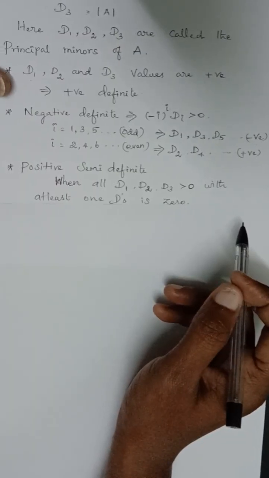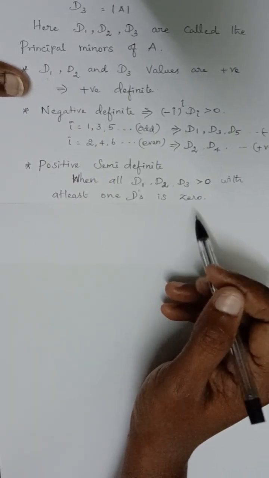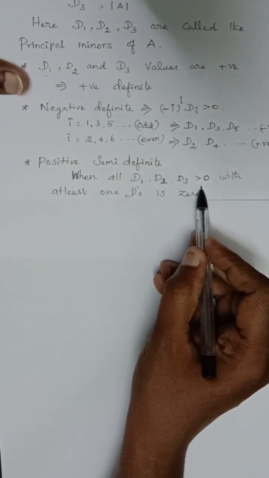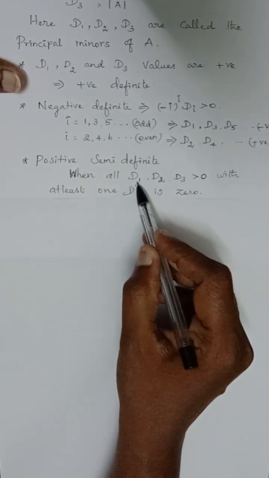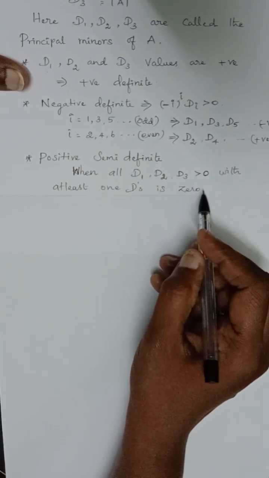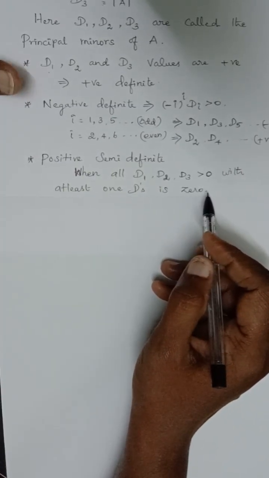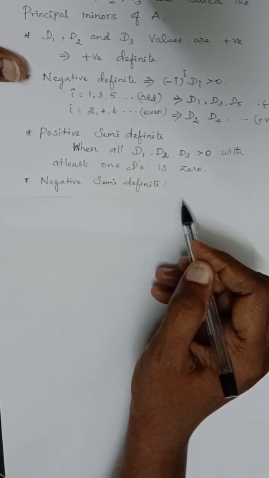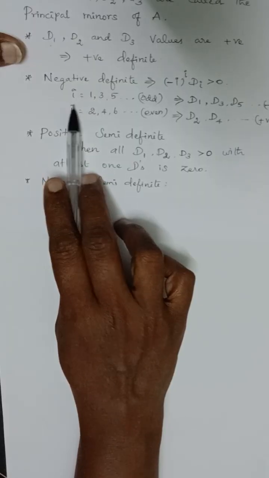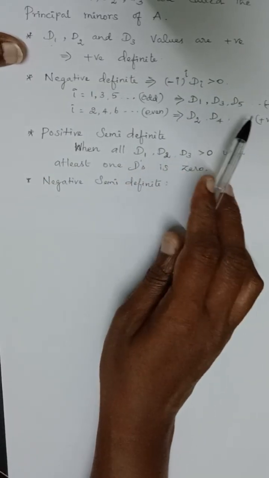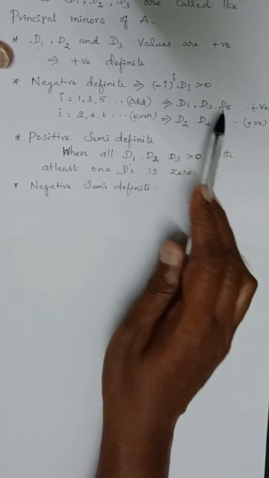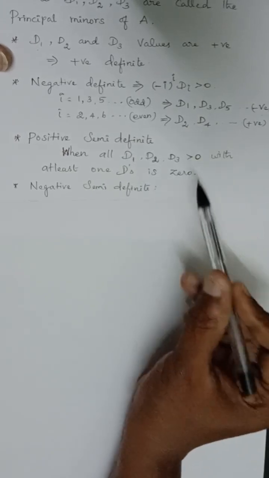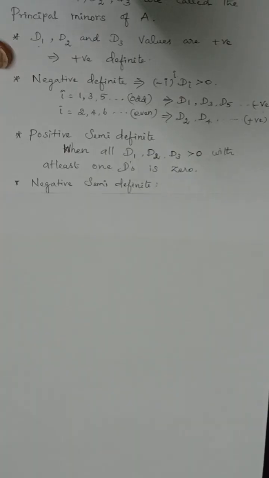And the third one, very popular, is positive semi-definite. Positive semi-definite means all the D1, D2, D3 values must be greater than or equal to zero, that is positive, with at least one term being zero. Maybe D1 or D2 or D3 must be equal to 0. That is called positive semi-definite. And the fourth one is negative semi-definite. Negative semi-definite means, as I said, for negative definite the condition is D1, D3 negative and D2 positive. In this case, if any one of D1, D2 or D3 is equal to 0, that is called negative semi-definite.